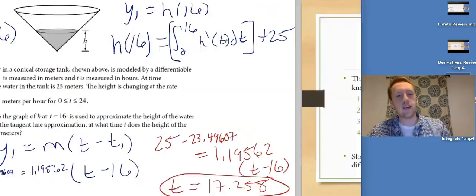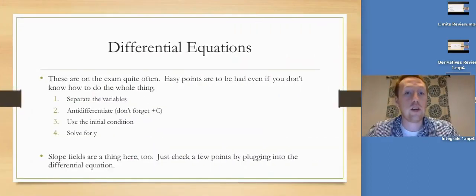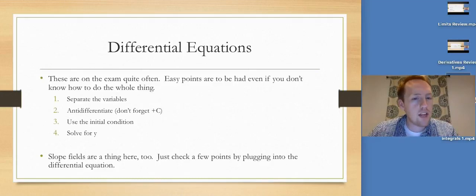Okay, let's look and see what's next, guys. Differential equations. These show up almost always on the exam. Easy points are to be had even if you have no idea what you're doing, because I know every one of you can separate the variables. I am strongly confident that every one of you can anti-differentiate and add c. Plug in the initial condition to find out what c is.